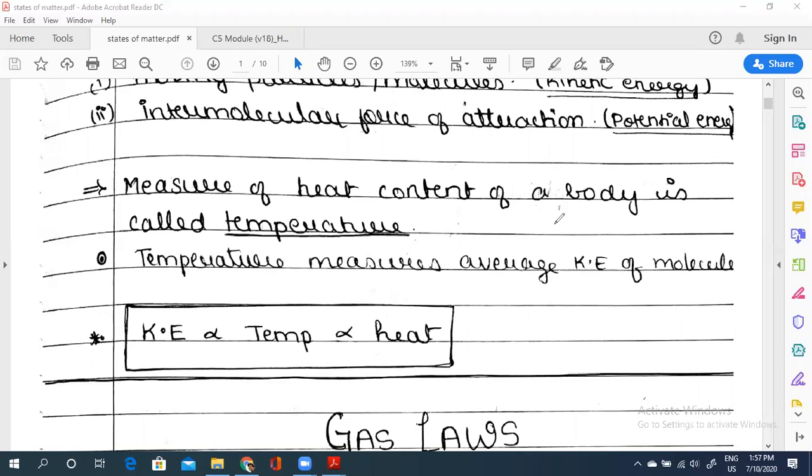Now just think about this without studying any law. Suppose we want to relate the pressure of the gas and the volume of the gas. Just think about this: pressure of the gas and volume of the gas. What do you think? Will it be directly proportional or inversely proportional? Tell me.